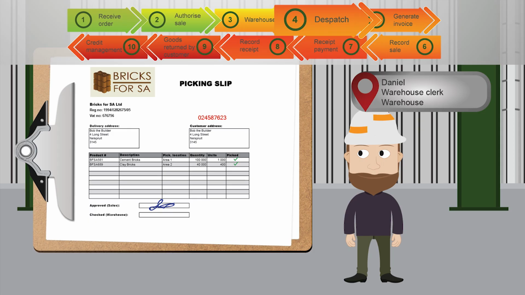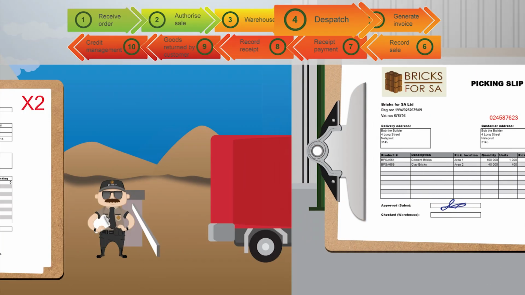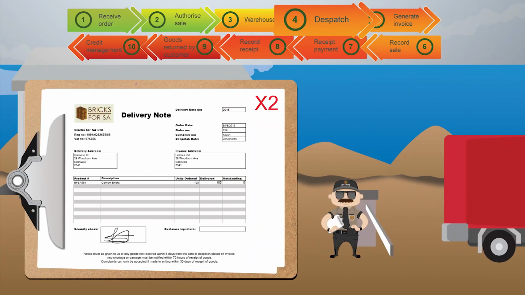Devin records the delivery notes in sequential order in his delivery note register. Devin then sends 2 copies of the delivery note to the customer. When the delivery truck is on the way out of the premises, the driver has to stop at the security gate for security to check the goods on the truck against the delivery note. Security then signs as evidence of the check.